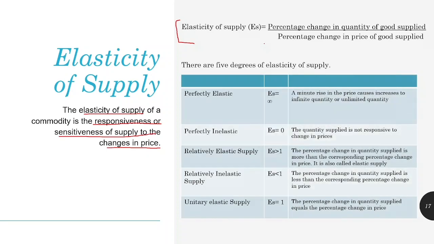It's similar and everything is almost similar. For perfectly elastic, elasticity of supply is infinite, and for perfectly inelastic it's 0. For relatively elastic it's greater than 1. For relatively inelastic it's less than 1. And for unitary elastic supply it's equal to 1. So you can note down what is in this table, and everything is the same as you have studied in elasticity of demand, only the graph will be different.